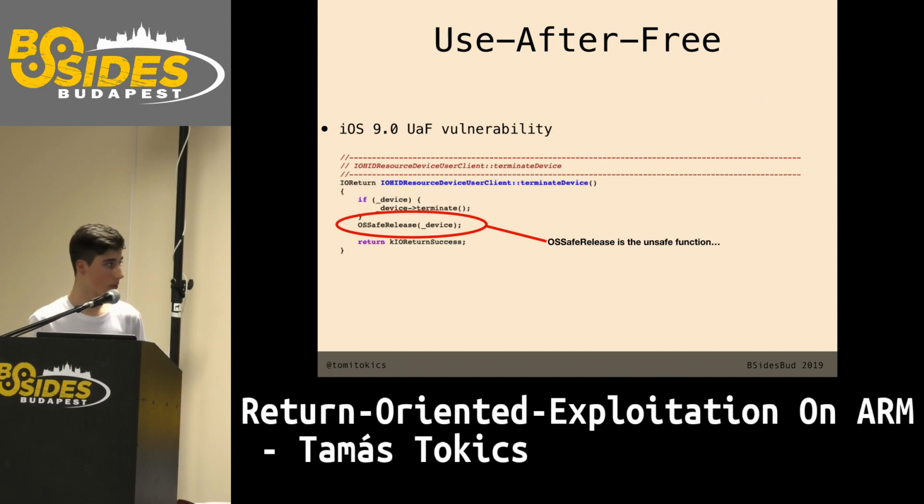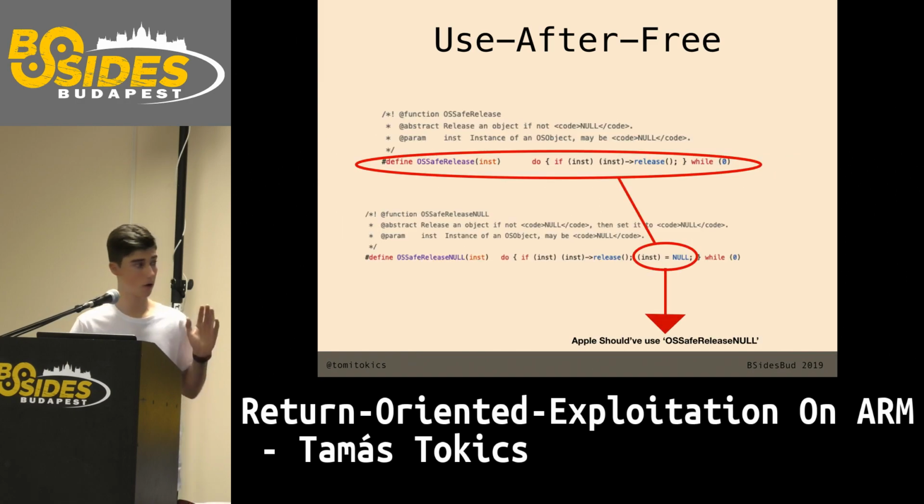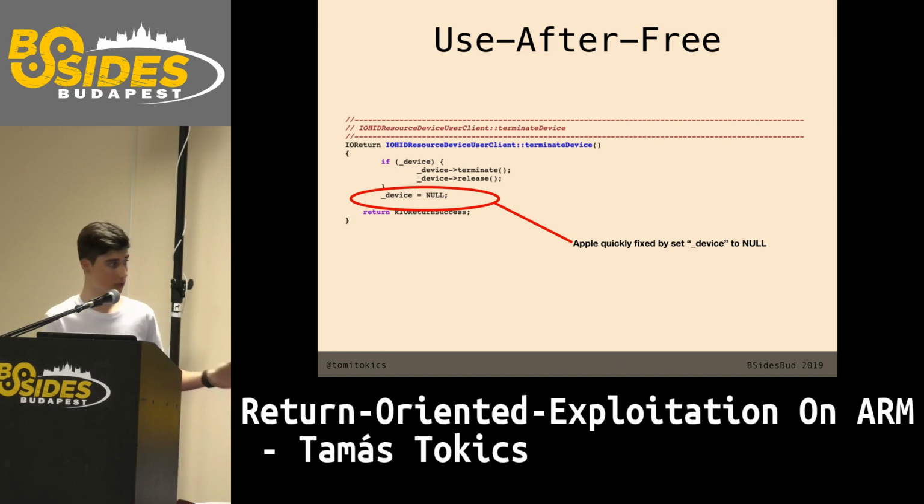Now I took this source code from iOS 9.0's kernel extension, and what you want to care about is that if the device is not null, then what it does is call device terminate, and this calls the OSRelease function and passes the device as an argument. So OSRelease is the unsafe function, because if you check out how Apple defined it, we can see they didn't set the instance to null. So Apple should use OSSafeRelease. They quickly patched this by setting the device to null, so it's a bit of a shame.